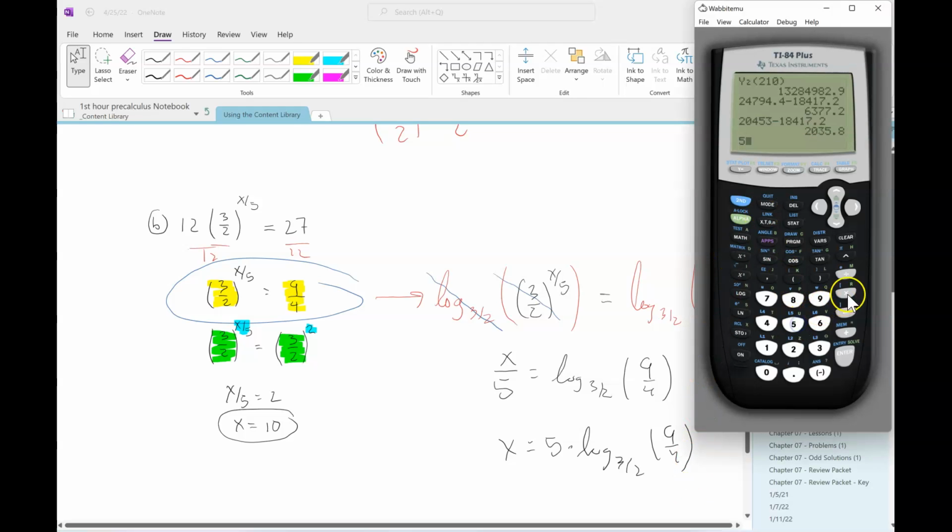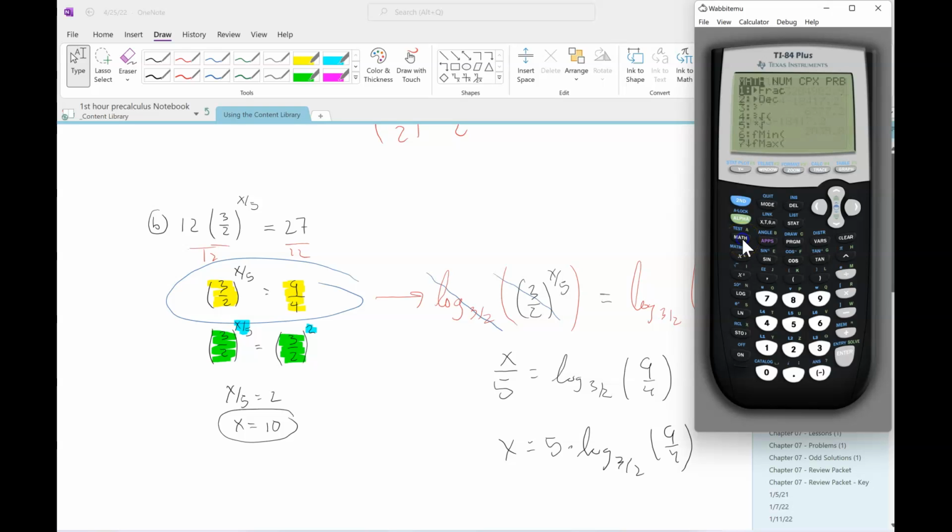So I'll do 5 times, and then do you remember how we typed the log of any base into our calculator? That's okay. We talked about it before break. I don't expect you to remember. We press the math button, and then you scroll down to the bottom, and you're looking for the log base command.